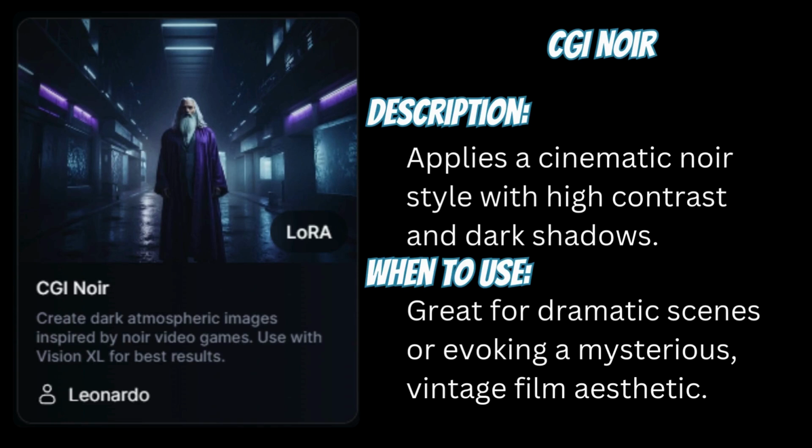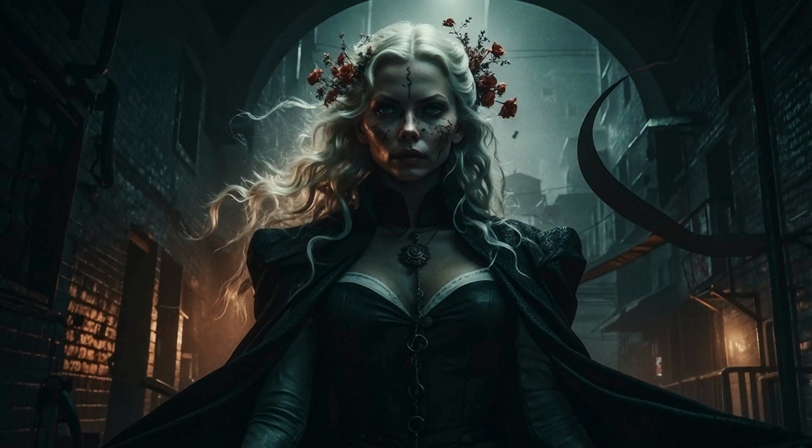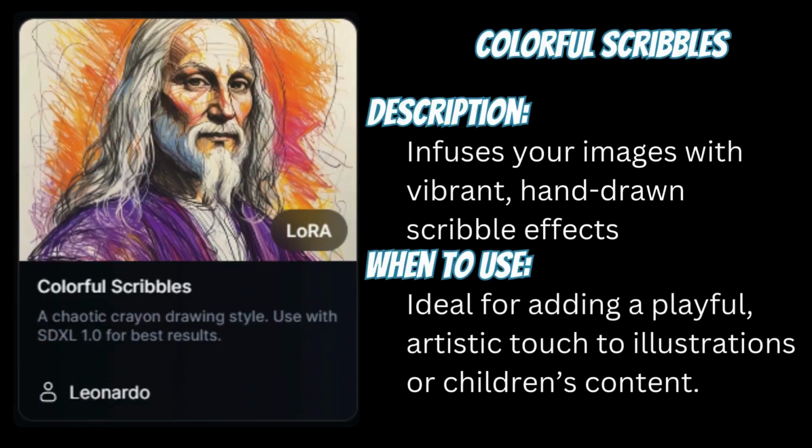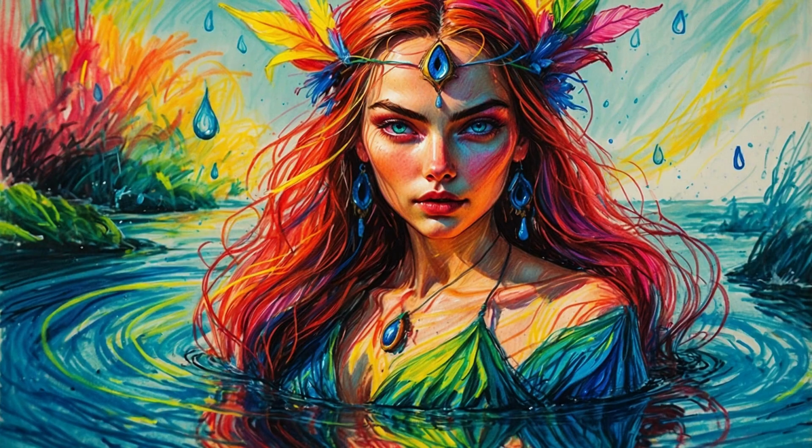CGI Noir is like casting a shadowy spell over your art, giving it a cinematic noir style with high contrast and dark shadows. It's great for dramatic scenes. Picture Aeria, the air enchantress, in a mysterious, foggy alleyway. CGI Noir will make that scene pop with vintage film vibes. Colorful Scribbles infuses your art with a vibrant, hand-drawn scribble effect, perfect for a playful touch. Imagine Aqua, our water enchantress, surrounded by whimsical, colorful waves. This element adds a fun, artistic flair to your images.